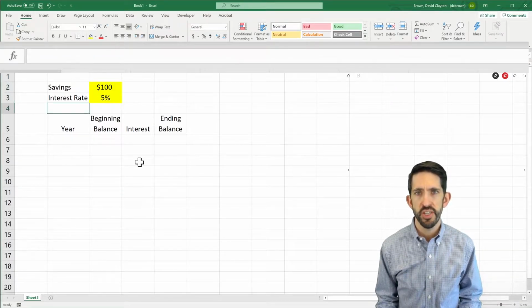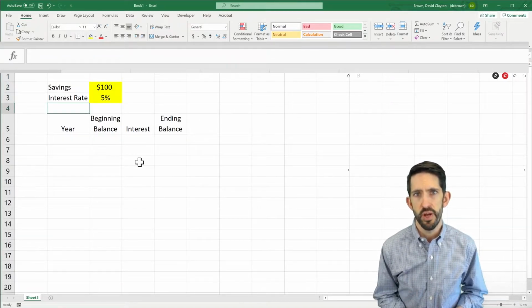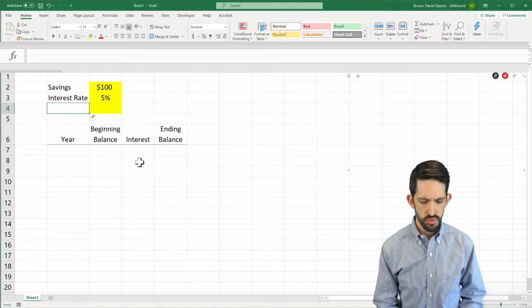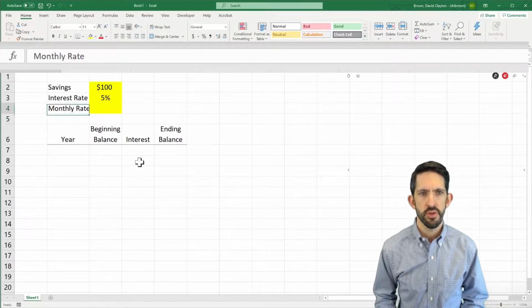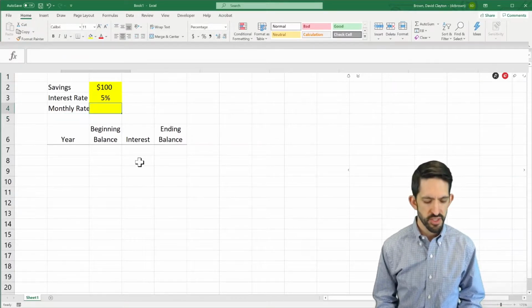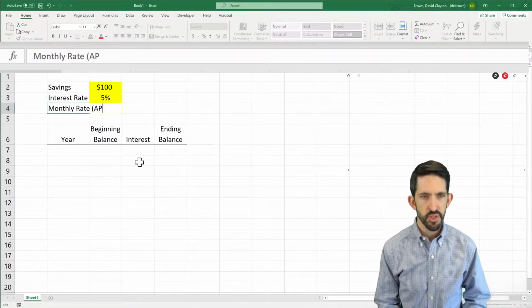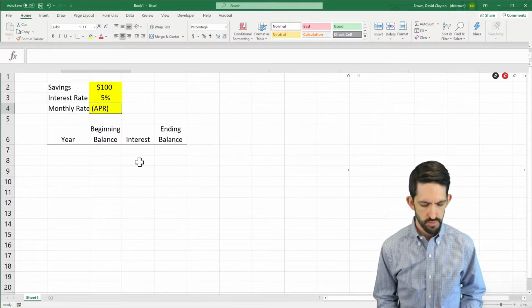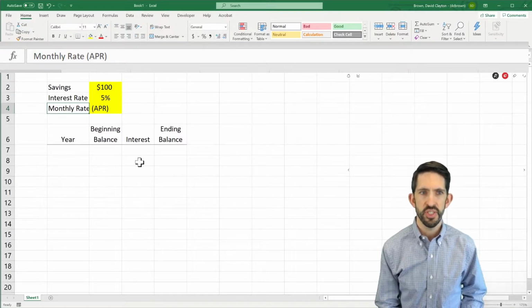So the first thing we actually need to do is add a monthly rate to our model. So first, I'm going to go ahead, Alt-IR, inserts a new row, and we'll call this a monthly rate. And we're going to start out by assuming that the monthly rate is an APR. To get an APR, I'm actually going to auto-size this column B real quick.